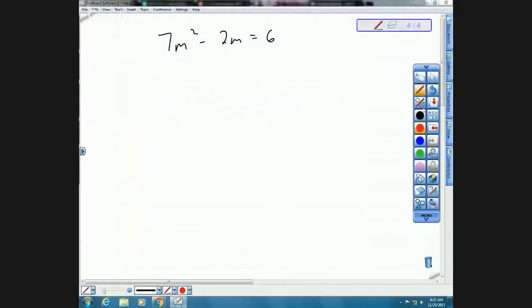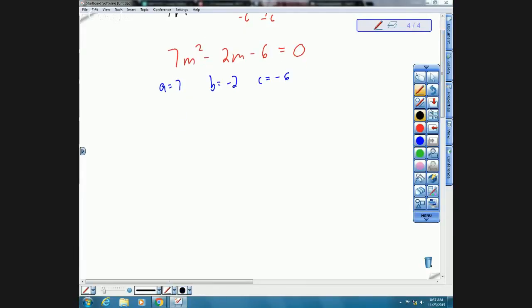All right, so again, on this one, the first thing you want to do is get that 6 to the other side. So you have 7m squared minus 2m minus 6 equals 0. So here my A is 7, my B is -2, and my C is -6. So you have the opposite of B. This time B is -2, so you do +2. Plus or minus the square root of B squared minus 4 times A times C, all over 2 times A.